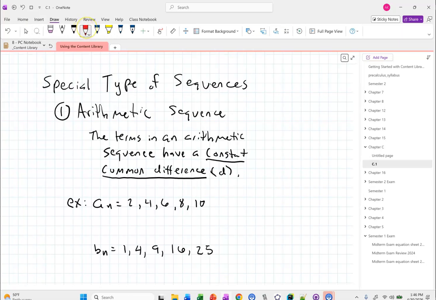So if I look at my example sequence here, 2, 4, 6, 8, 10, I notice to go from 2 to 4, I've added 2. To go from 4 to 6, I add 2. To go from 6 to 8, I add 2. 8 to 10, I add 2. That tells us that I have a common difference of 2 and that this is arithmetic. Is everybody okay with how I did that? Very easy to do, right? You just have to see it in a couple of the examples.